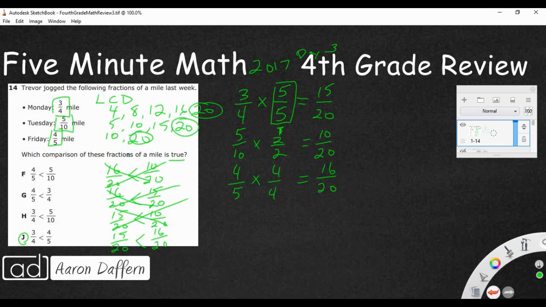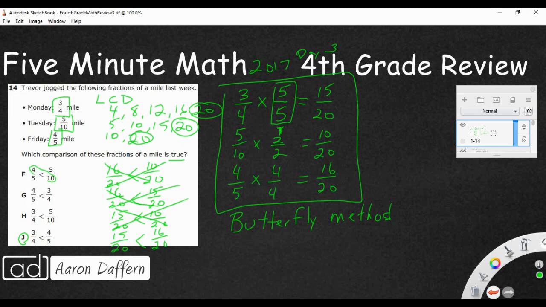Now, there is a shortcut. There is an algorithm. It's called the butterfly method that uses the relationship between numerators and denominators. It's good to know as a shortcut, but you need to be able to do this first. So don't just learn the butterfly method without learning how to do it the long way. But once you figure out how to do the long way, sometimes the butterfly method might work for you. So what you're doing is you are taking each of the denominators and multiplying it by the numerator. And you're always going to put it up above the numerator.